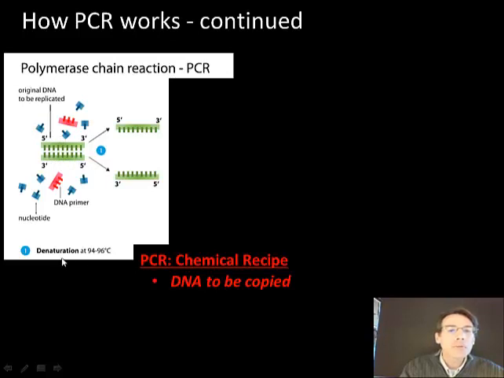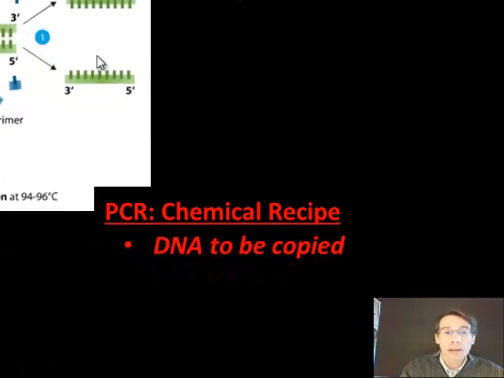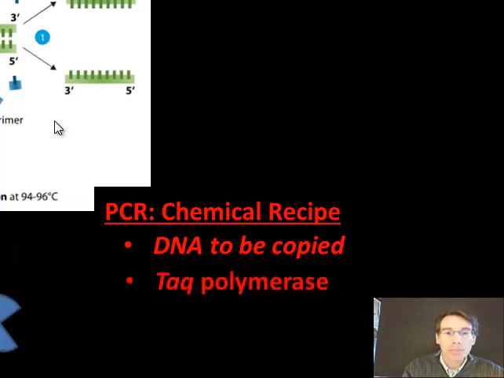Notice that we're also using a process of heat here. So at 94 to 96 degrees Celsius, that's a high temperature, almost boiling. And you can see in that picture, it looks like the DNA is being unzipped. Normally, DNA helicase would do that, but in this artificial situation, we're simplifying the process and using heat to unzip that DNA. Now, normally, enzymes like DNA polymerase would be denatured by that temperature.